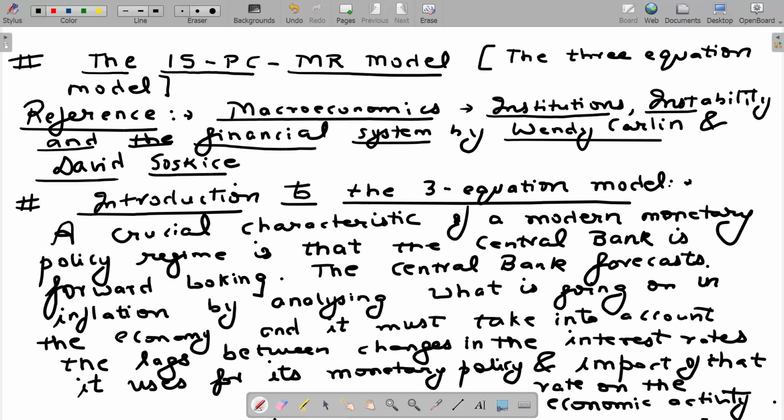Okay, so what I'm trying to explain to all students is, first of all, the first important point to understand is that when you talk about the modern monetary policy, it is forward looking. It is based on how the economy is going to be in the future. When central banks have to decide today about the monetary policy, they look at the macroeconomic parameters in the future.